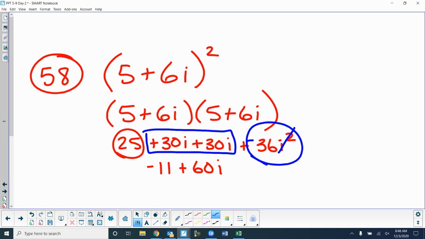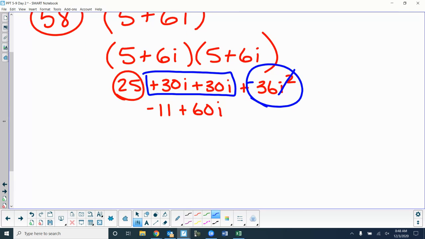Okay, so just remember that. Just don't square them and then stop. There's a middle term for that one. Number 60, we're just distributing. Okay, Colzito, what'd you get? I got -32 minus 48i. Correct.